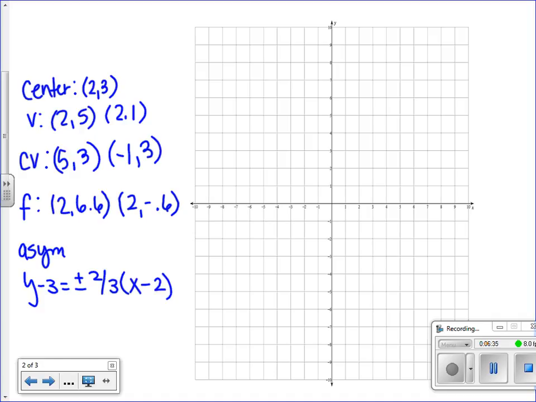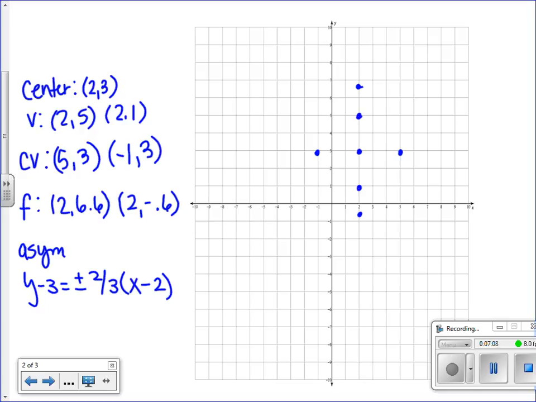The center is at 2, 3. The vertices 2, 5, and 2, 1. My co-vertices are 5, 3, and negative 1, 3. Okay. 2, 6.6 right there, and 2, negative 0.6, about right there. Okay.